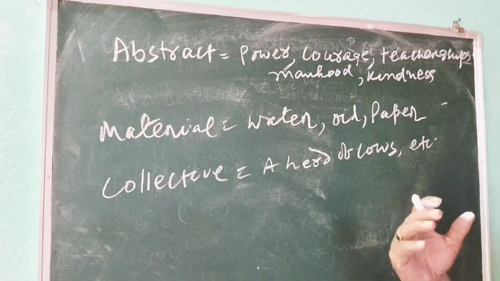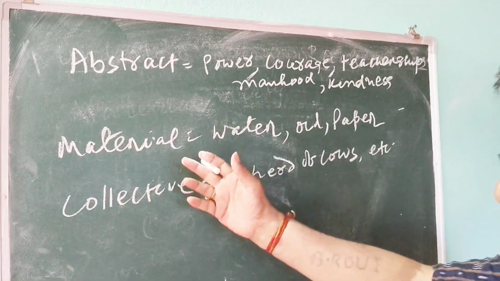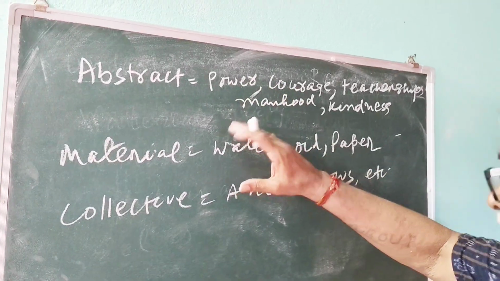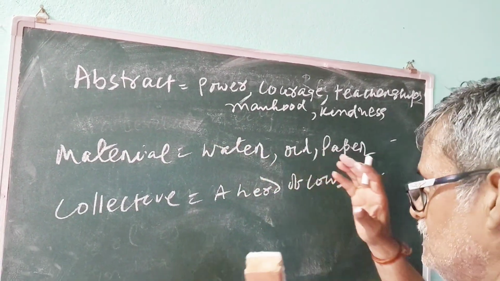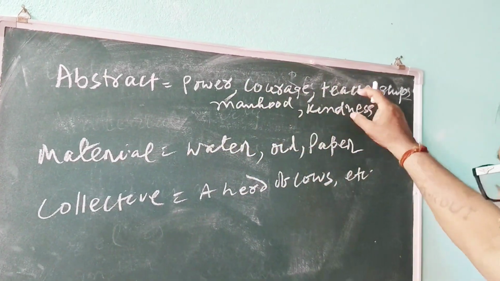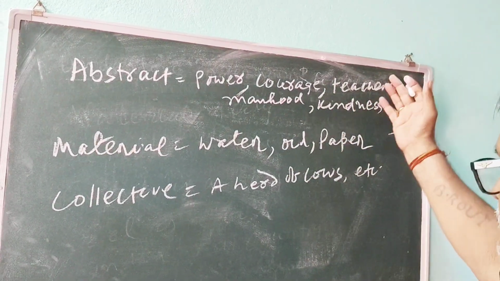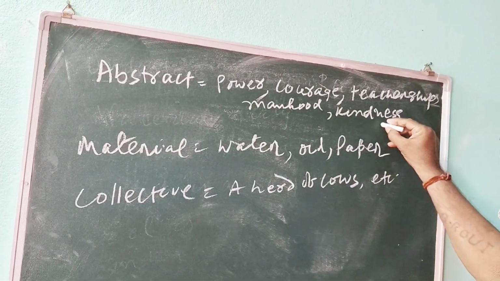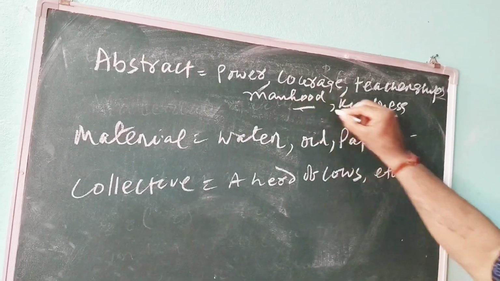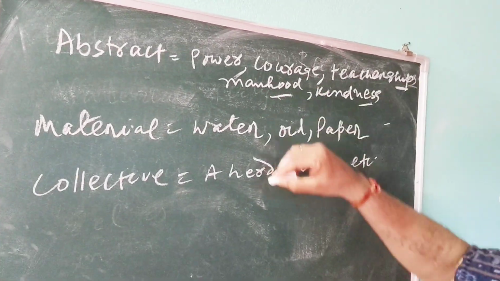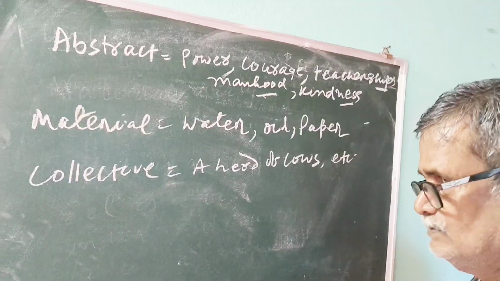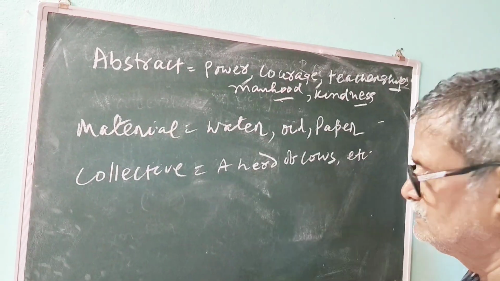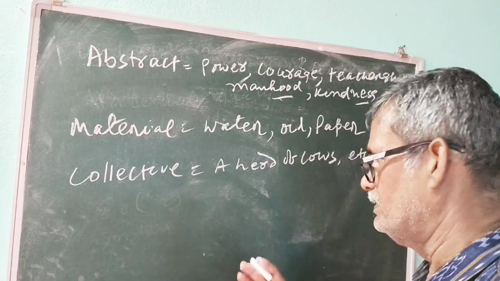Now I will paint a picture on abstract nouns, material nouns, and collective nouns. Abstract noun refers to nouns like power, courage, leadership, membership, partnership, manhood, kindness. Any word ending with ship, hood, ness are already abstract nouns. Abstract nouns we cannot see at all. Remember this.